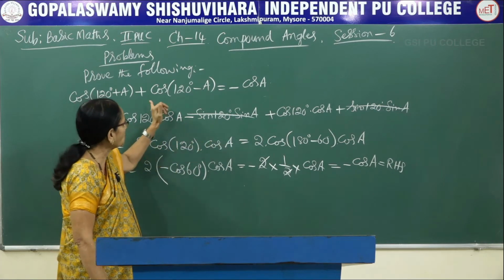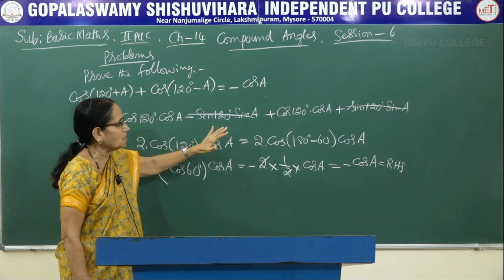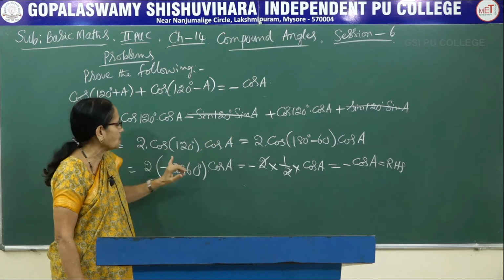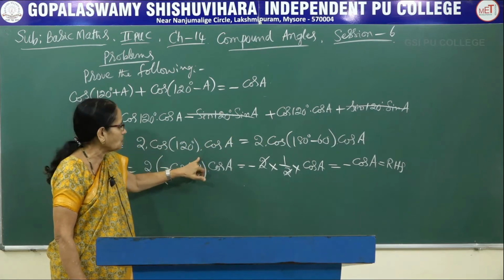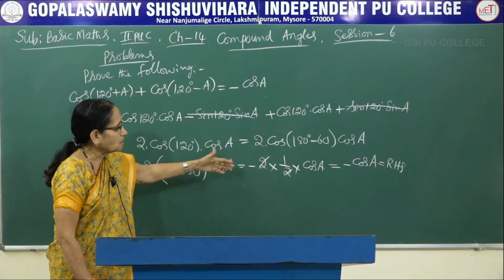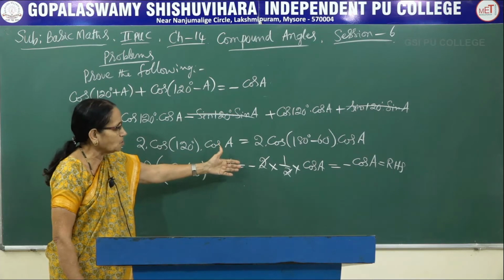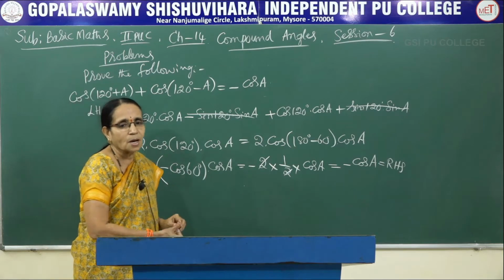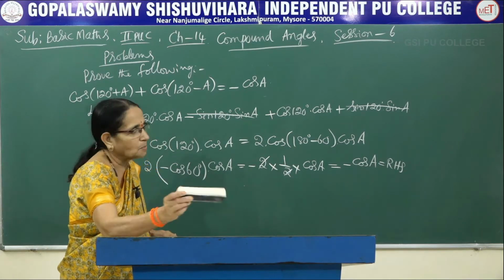We have used the formula for cos(A+B) and cos(A-B). We have done the expansion. Then those two terms get cancelled. Adding the remaining two terms using the allied angle rule, you can get the numbers 2 and minus 1 by 2 get cancelled, and finally we will be left with minus cos A, which is the right hand side.